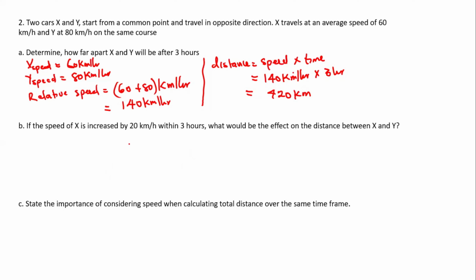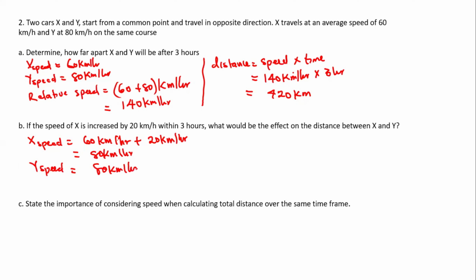Now, question B says, if the speed of X is increased by 20 kilometers per hour within the 3 hours, what will be the effect on the distance between X and Y? Now, speed of X is increased, meaning that X speed will now be, since it is increased per hour, you add the 20 kilometers per hour to 60. So that simply gives us 80 kilometers per hour. Then Y speed still remains 80 kilometers per hour.